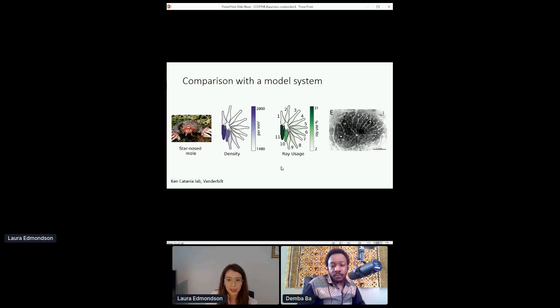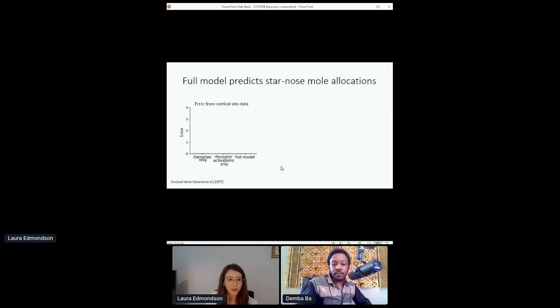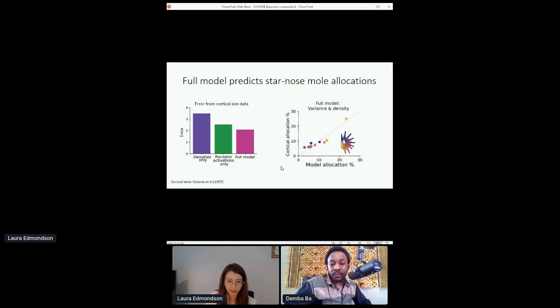So then we wanted to see if our model could predict these allocations well. So we decided to test three models, and we tested our model including only the accurate densities. So that can be seen here. Then we decided to test another model where we included only the accurate receptor activations, but we were going to keep the density the same. And that can be seen here. So here we have a slightly better prediction. But when we included both the activations and the densities, our model gives the best prediction of the cortical allocations, which can be seen here.